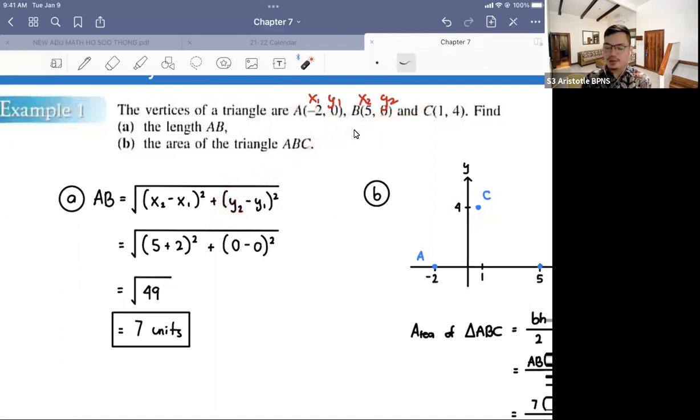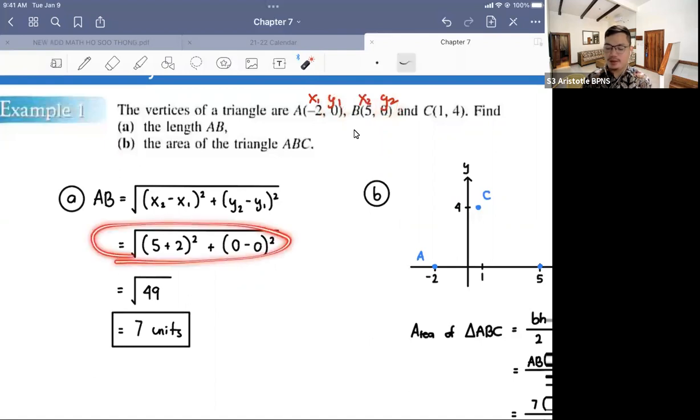So let's begin with x sub 2 minus x sub 1. That's 5 plus 2. Why is it 5 plus 2? Because this is 5 and this is -2. So that is 5 minus -2, which gives you 5 plus 2, squared. And on y sub 2 and y sub 1, they're both 0, so 0 minus 0 is basically gone.